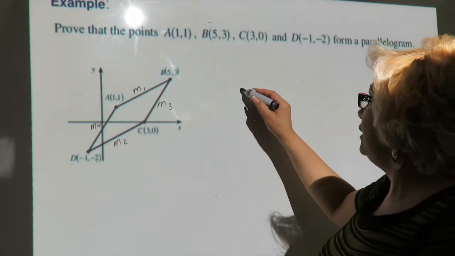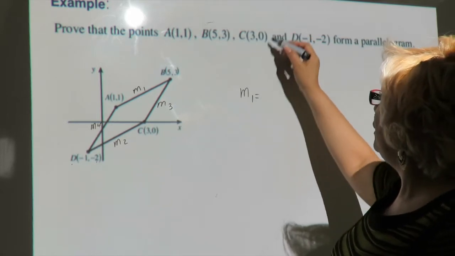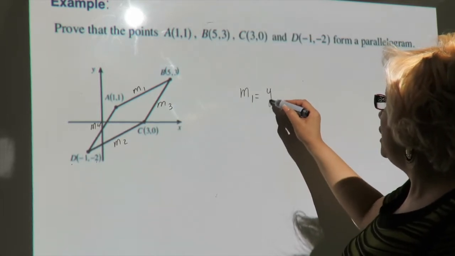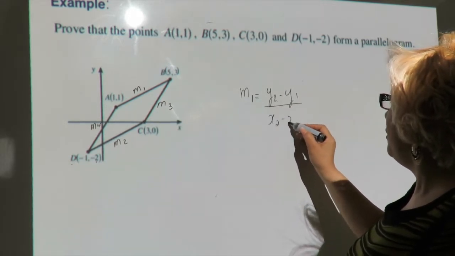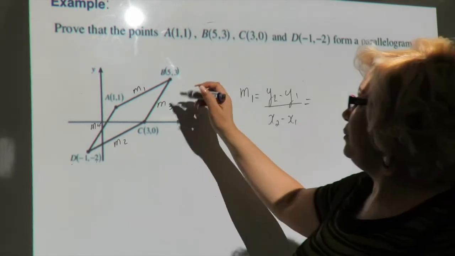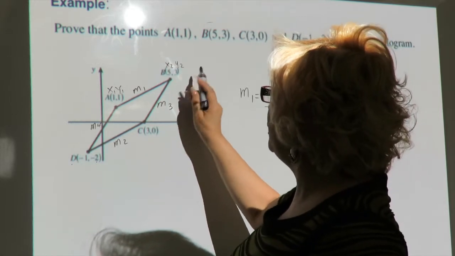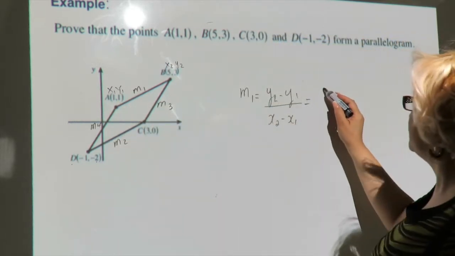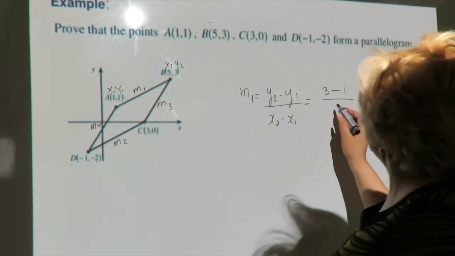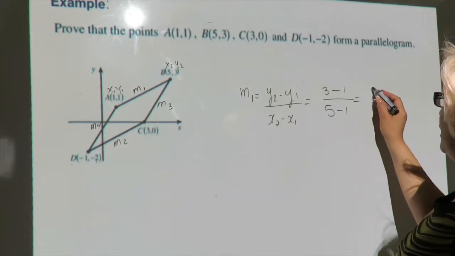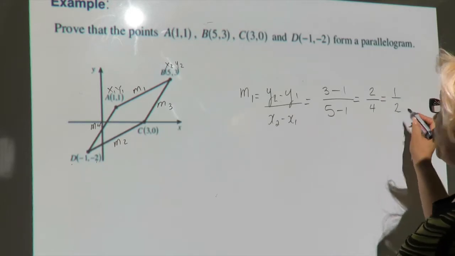Let's start with M1. Remember that the formula for the slope is y2 minus y1 divided by x2 minus x1. Okay? So let's call this x1, y1, x2, y2. 3 minus 1 and 5 minus 1. So that will be 2 over 4. If we simplify, we have 1/2.